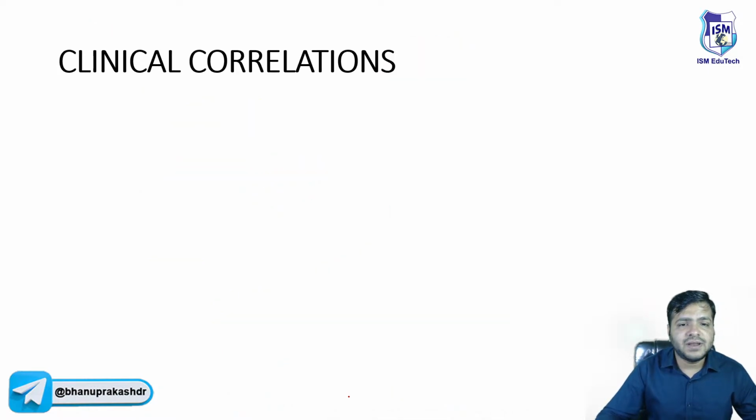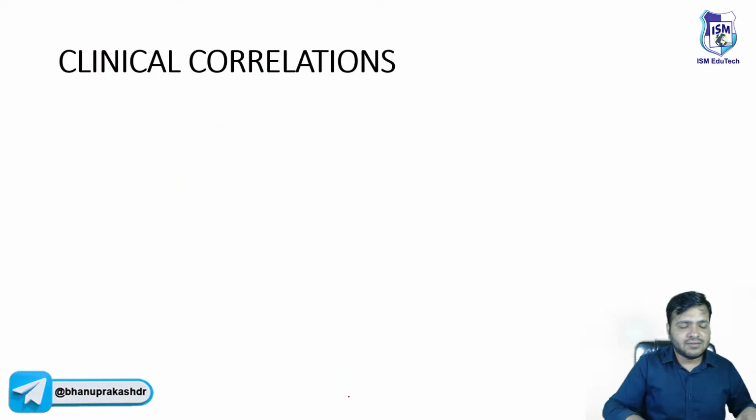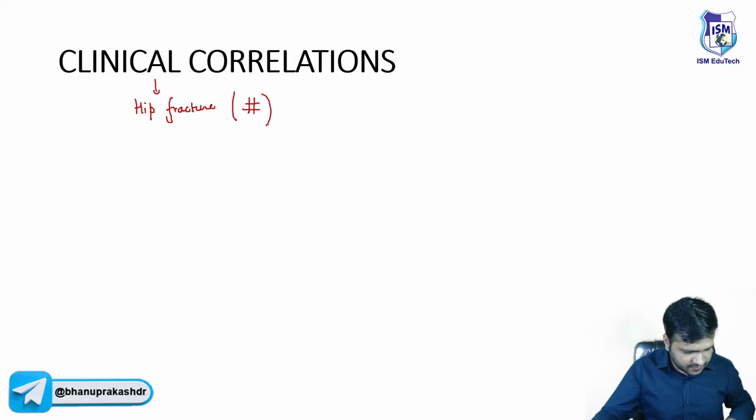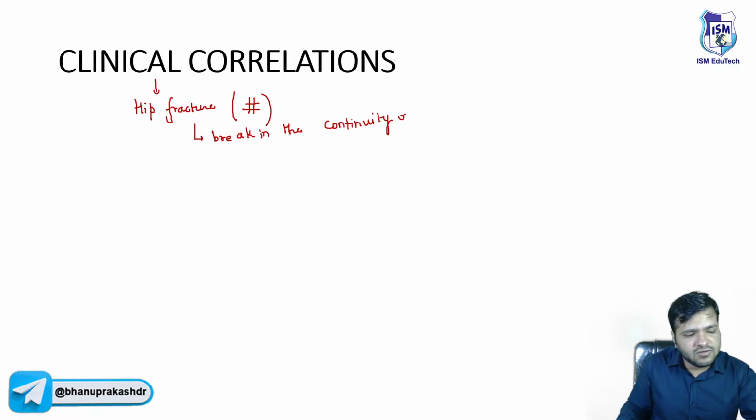Now we come to the last topic, the clinical correlations, guys. The clinical correlations are again very important, beta. There is something called the hip fracture, which we denote by a sign like this. This is called the fracture. Clinically, when I say hip fracture, it is basically a break in the continuity of the upper quarter of the femur.